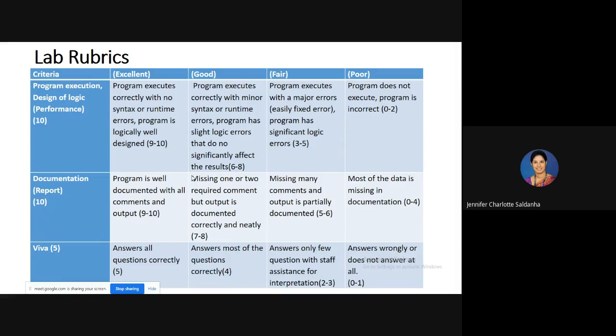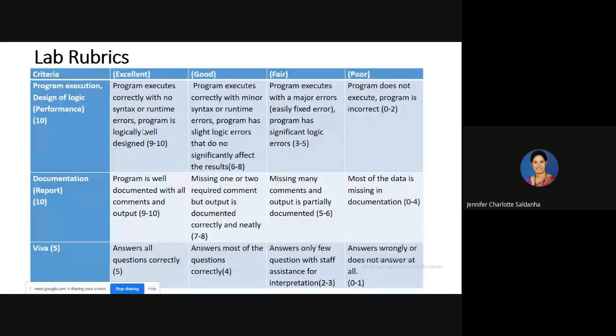Okay, so for example, if you have the lab in the next week, this week the programs for the next week lab will be discussed in the theory, so that you will get sufficient time to write the program. And then in the regular lab slots, you will be assessed for the performance and viva. So you have a first criteria as performance, where you will be assessed for your program execution, design of logic, how the program is written, whether it is correctly executed with no syntax or runtime errors, and the program is logically well designed. So based on your performance, you have different range of marks.